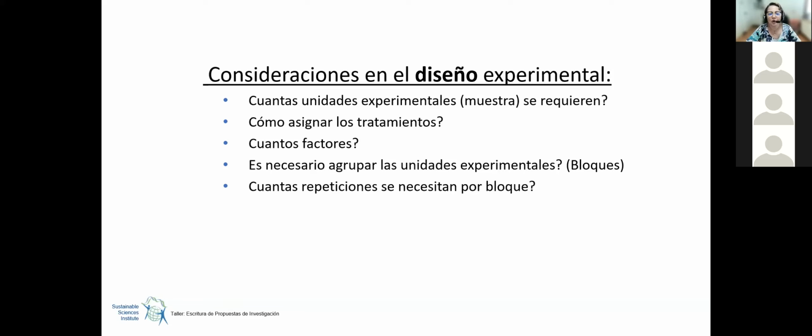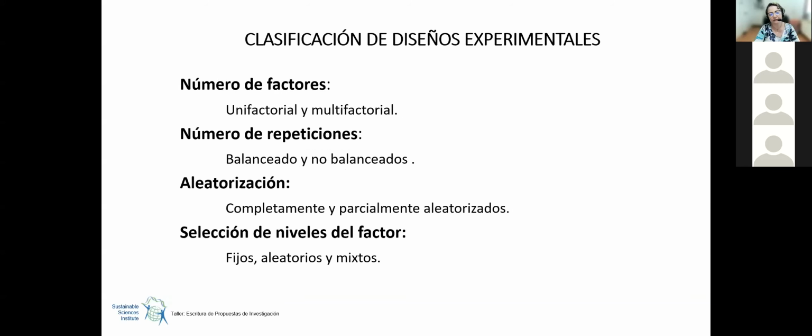How many experimental units do I need? The size of the sample? How do I assign the treatments? How many factors should I consider? If it's necessary to group different experimental units in blocks, and how many repetitions I have to conduct to demonstrate that I have reproducible outcomes.